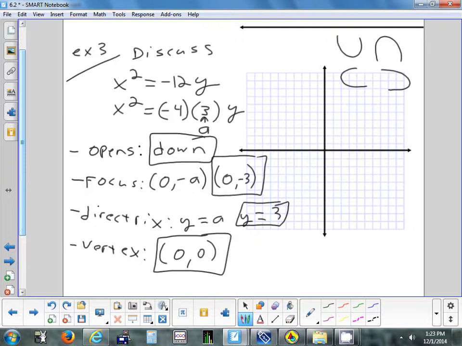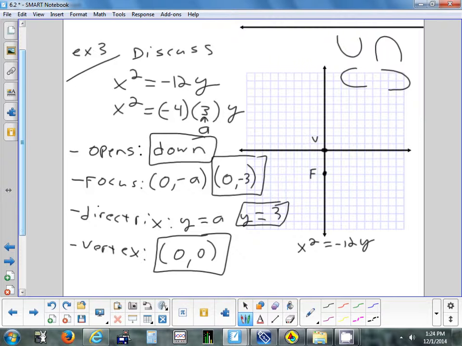Okay, and since I have a grid, let's graph it. So my focus is 0, negative 3. Vertex 0, 0. Remember, it has to wrap around the focus, so it's got to open down. That makes sense. That's exactly what we had. And let's take the equation. What kind of values do we have to pick for y if it's going to open down? Yeah, we've got to pick negatives. If you pick a positive, it won't work because the parabola doesn't go up; it goes down.